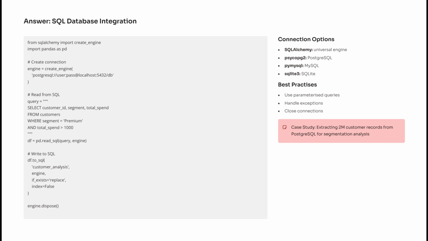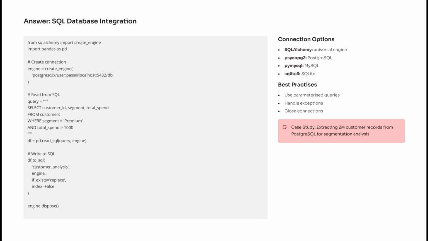Now let's walk through the workflow in plain English. First, we import SQLAlchemy and Pandas. Then, we create an engine using our database connection details. For example, PostgreSQL running locally. Next, we define a SQL query. Maybe we're pulling all premium customers whose total spend is over 1,000.